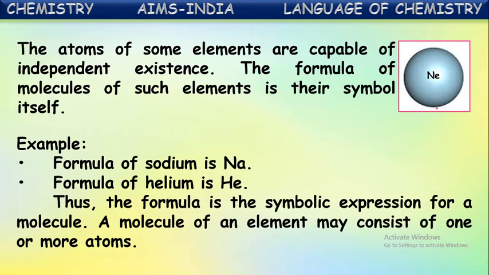Thus, the formula is a symbolic expression for a molecule. A molecule of an element may consist of one or more atoms. So if it has only one atom, its symbol itself becomes its molecular formula. If it has more atoms in its molecule, then first the symbol is written, and the number of atoms present in one molecule is represented by writing a number at the right bottom side of that element symbol. Okay, that's about formulae of elemental molecules.